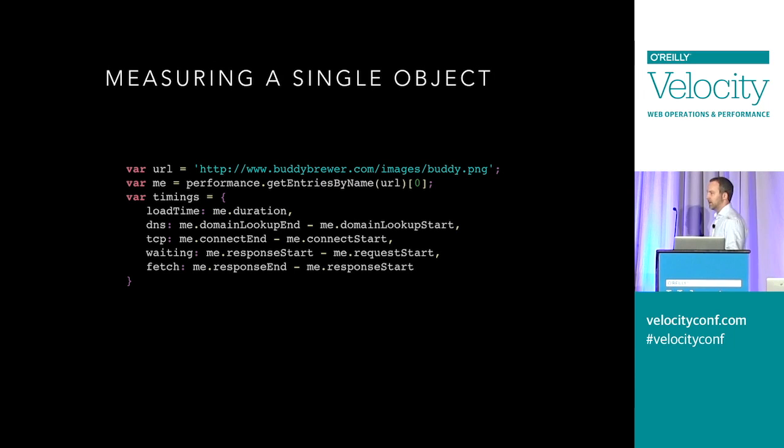And it'll return an array of everything that matches whatever it is. And in this case, I know there's just one of them. I want the first one. So I get it. And then I can go in and I can access all of those attributes that were shown in the timeline on the previous slide.